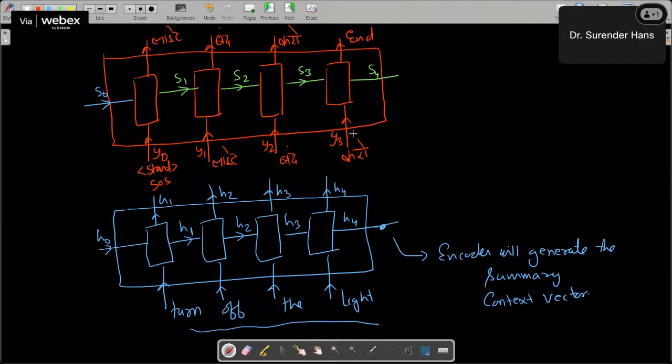Clear? So when you provide this, it is teacher forcing. Okay, that I already explained. Teacher forcing means you provide the correct label here. Whatever the output is here at the time of training, you should provide the correct input here. Okay, that is teacher forcing.